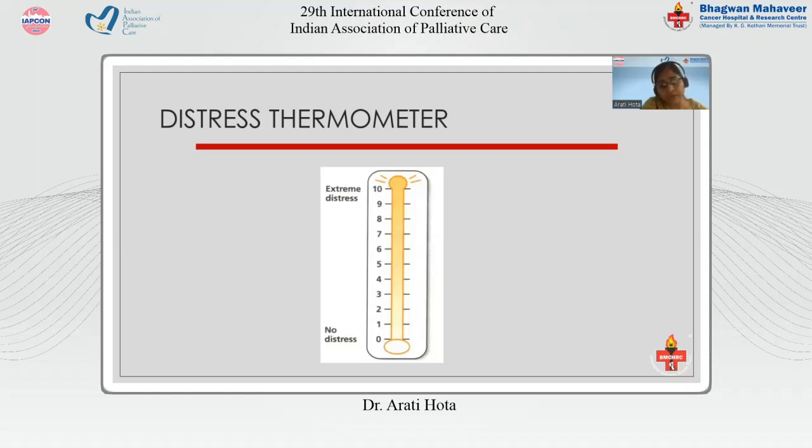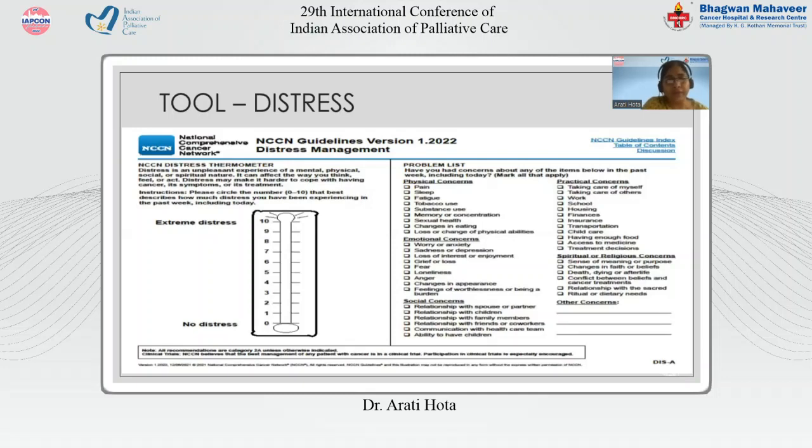0 means no distress, and below 4 is mild distress. This is the complete distress thermometer. On the left-hand side is the distress thermometer, and the right-hand side of the page contains the list of problems. The problem areas are mentioned in 5 domains: physical concern, emotional concern, social concern, practical concern, and spiritual or religious concern. Which supportive care services are needed depends on the problem areas specified by the patient in the problem list.